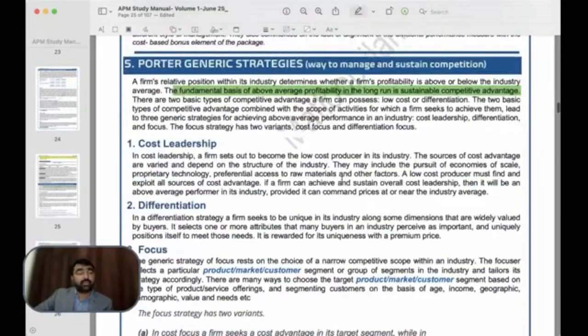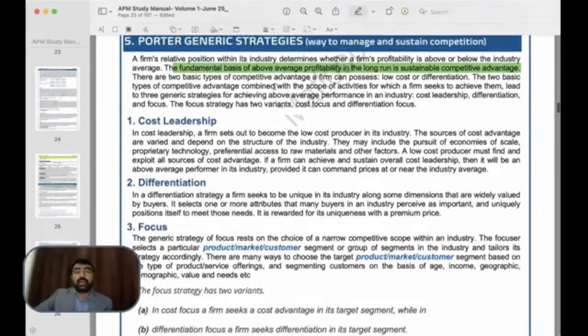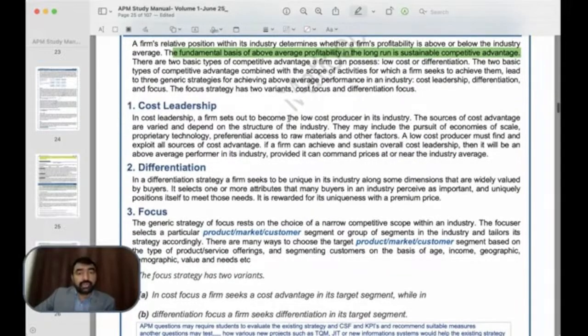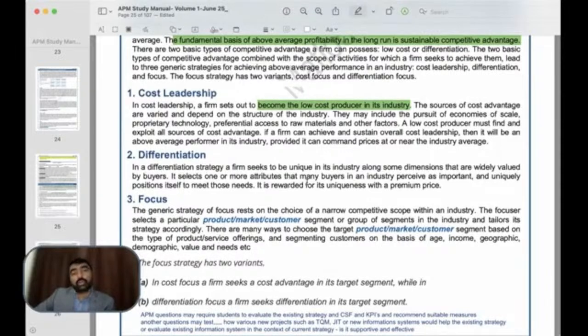So cost leader, what is cost leader? Cost leader is where a business, a firm, sets out to become the low cost producer in the industry. By becoming a low cost producer in the industry, they would be able to charge lower prices to the customers. By charging lower prices, it may be difficult for other competitors to sell their products or services at the same price. So this business would have this advantage.